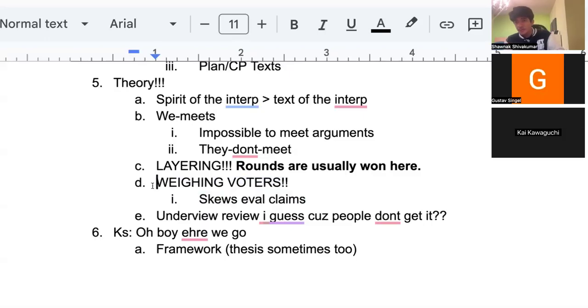Yeah. So it skews evaluation. You can say, okay, a lack of fairness skews evaluation. So it doesn't matter, because actually you can't evaluate whether we're getting a good education or a bad education. So thus, fairness is the internal link to education.